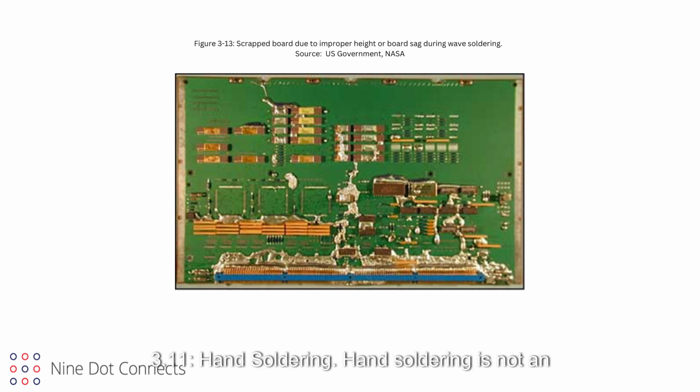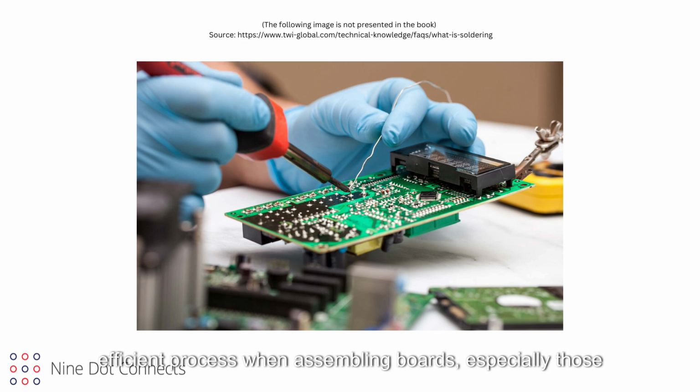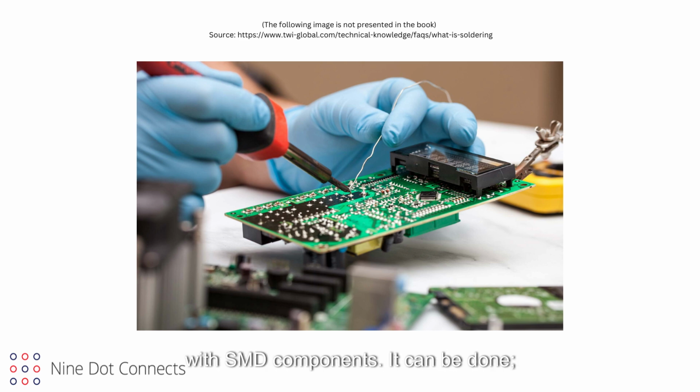3.11 Hand soldering. Hand soldering is not an efficient process when assembling boards, especially those with SMD components. It can be done, however, given the size of the typical SMD components. One would require a microscope, a pair of tweezers in one hand, a soldering iron in the other, and being very steady in both. Even if pick-and-place machines are used for assembly, keep in mind when designing a PCB that testing in the lab and rework may require significant hand removal and replacement of components.